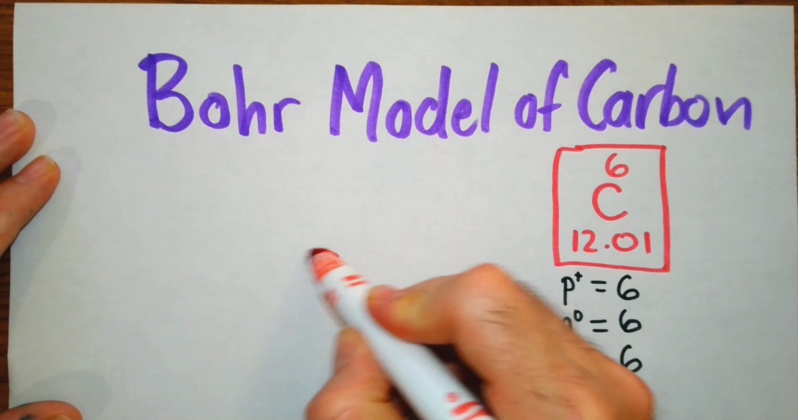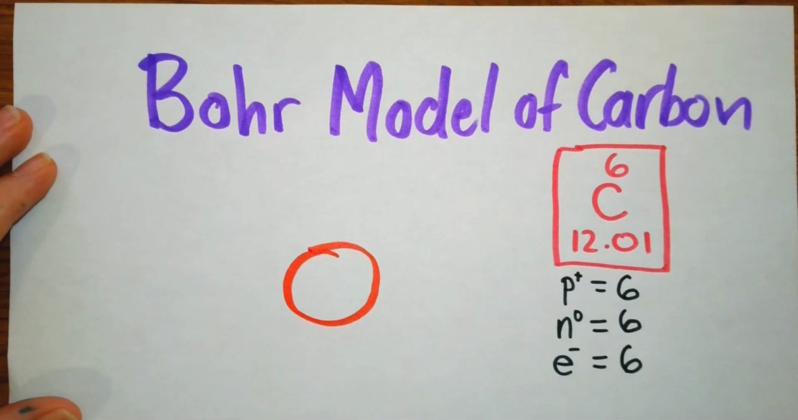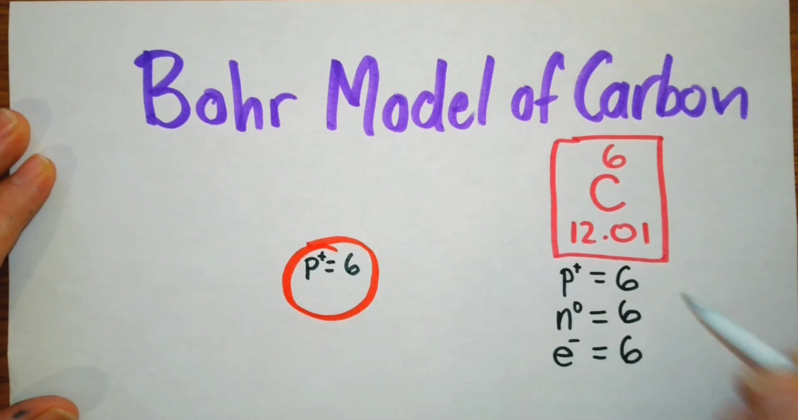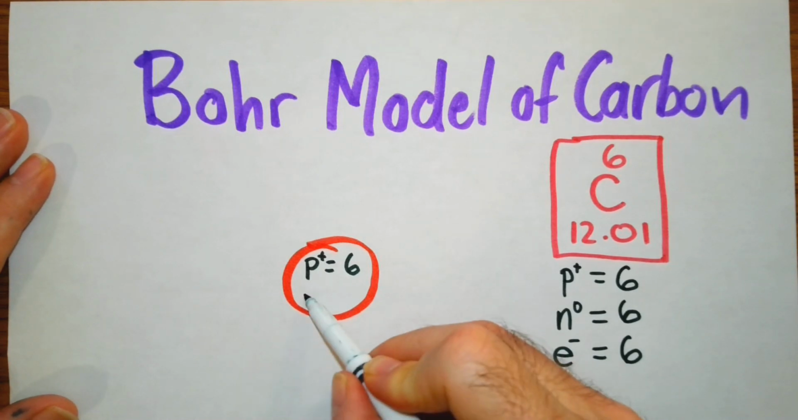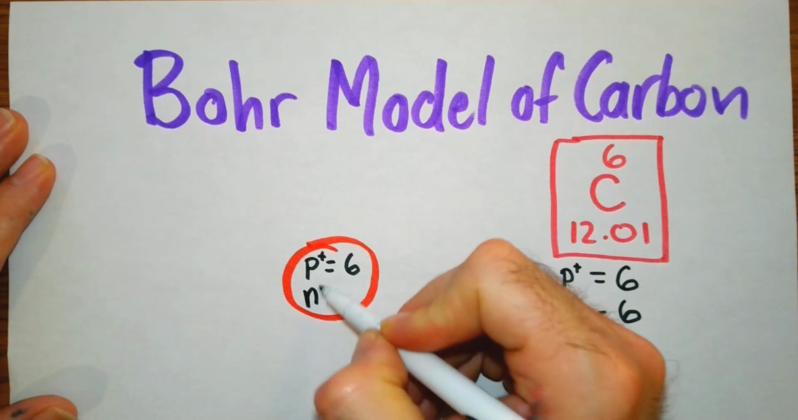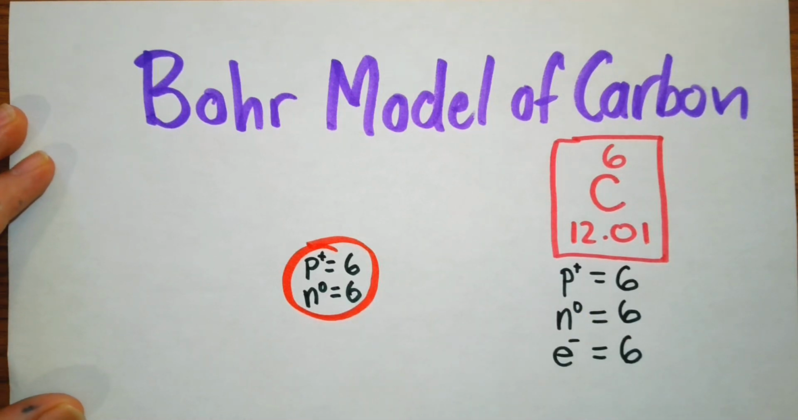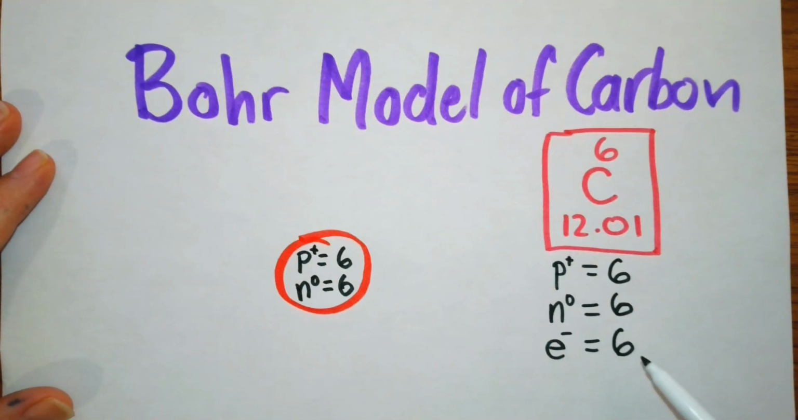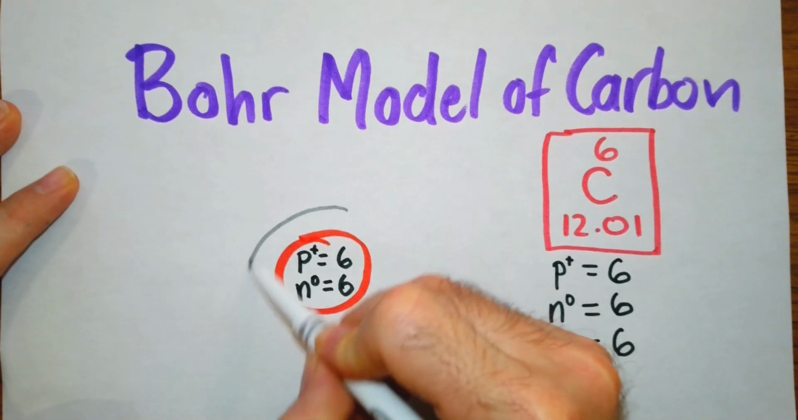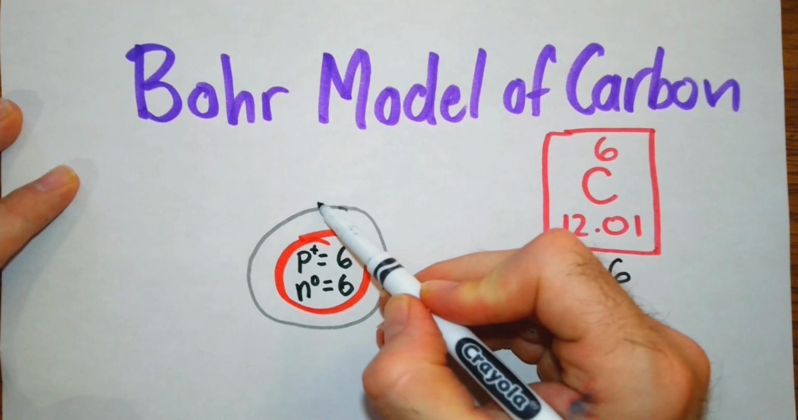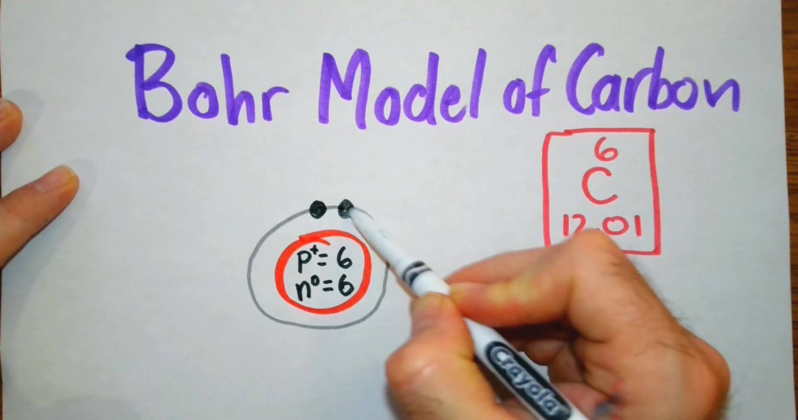I'm going to draw a circle here for our nucleus, and then we'll have our P equals 6 for the 6 protons that we determined, and then we will have our neutrons equals 6. That's the one that we calculated. And then we have 6 electrons that we need to place in this Bohr model. Well, let's start with the lowest shell first. That innermost shell is going to have a maximum of 2 electrons. So we're going to put both of those right there.